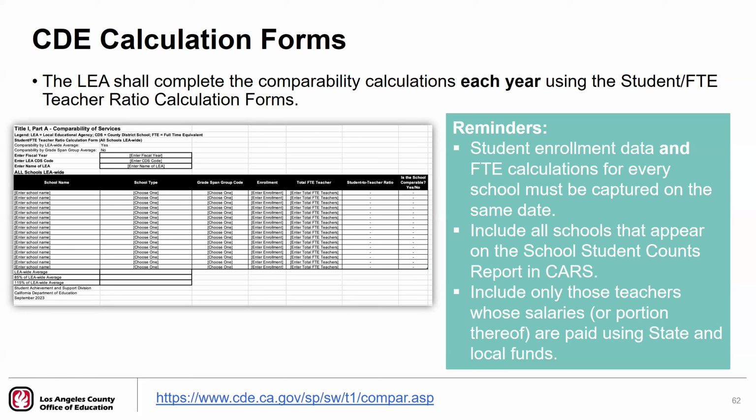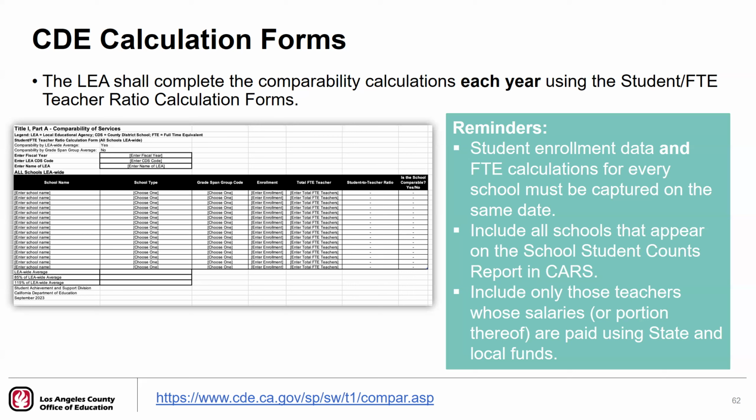So when completing these forms, LEAs need to enter the school name, the school type, the grade span group code, student enrollment, and total full-time equivalent teachers for all schools included in the school student counts report in CARS. And so the last two columns will automatically populate based on the student enrollment and FTE teacher information that gets entered. And the last column will indicate whether or not the school is comparable.